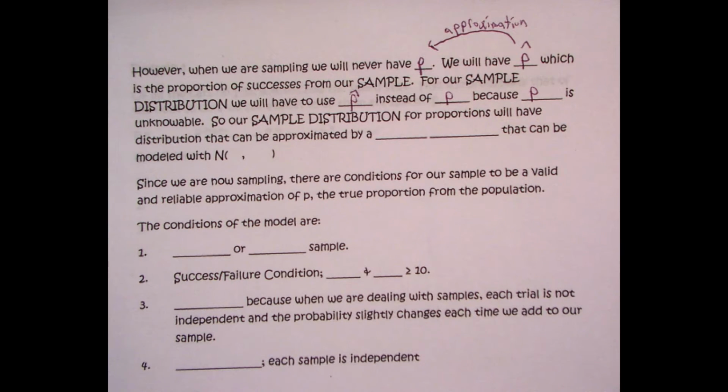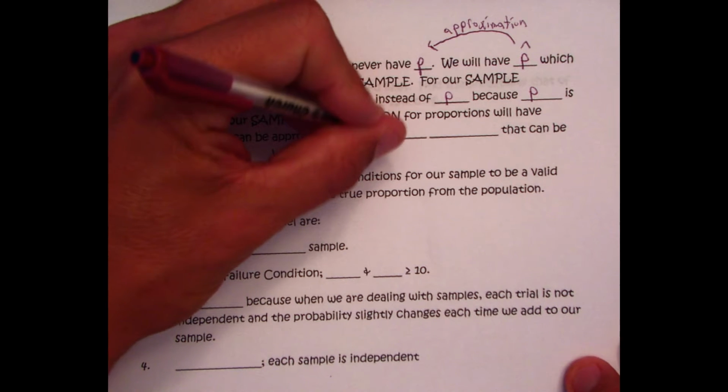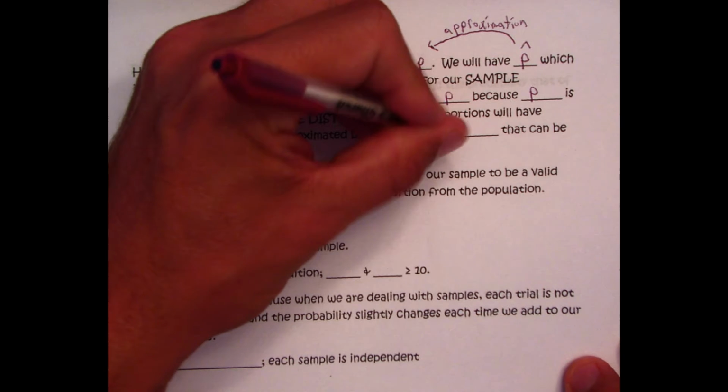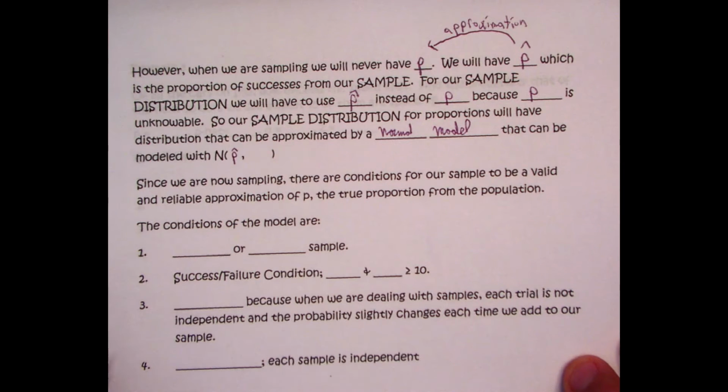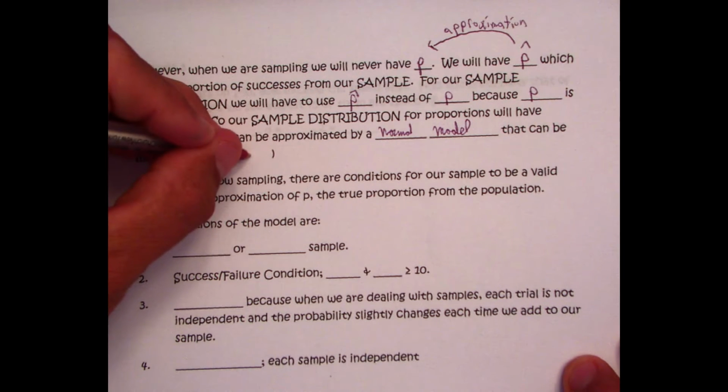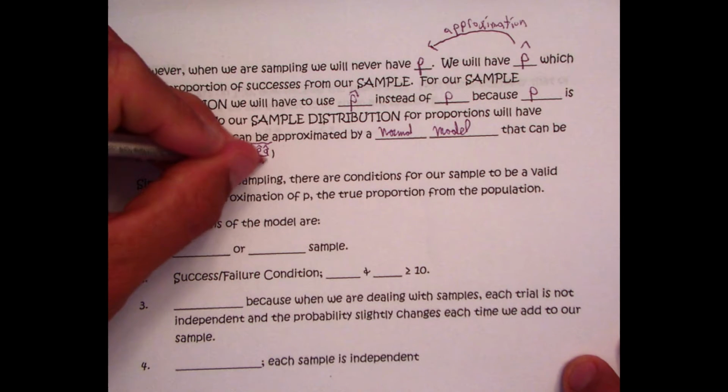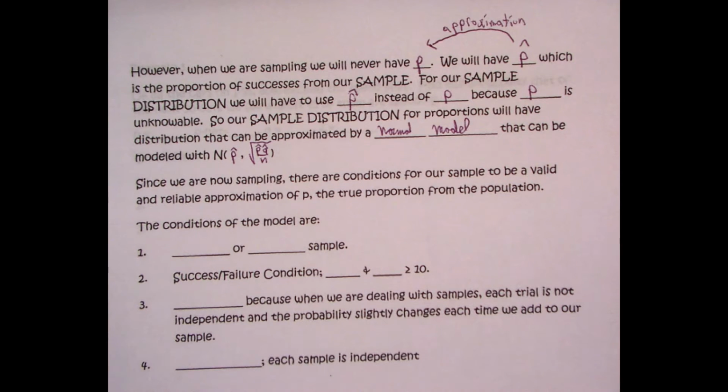So our sample distribution for proportions will have a distribution that can be approximated by a normal model, but it being modeled by p hat, and the standard deviation will be the square root of p hat q hat over n. Okay? So since we are now sampling, there are conditions for our sample to be a valid and reliable approximation of p, the true proportion from the population.